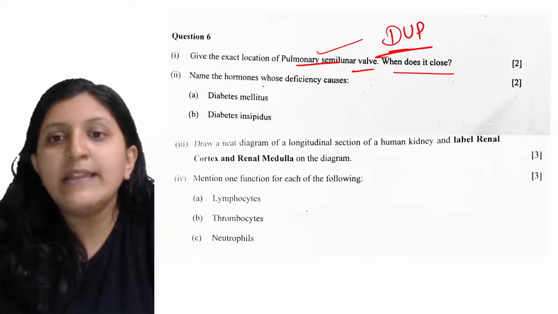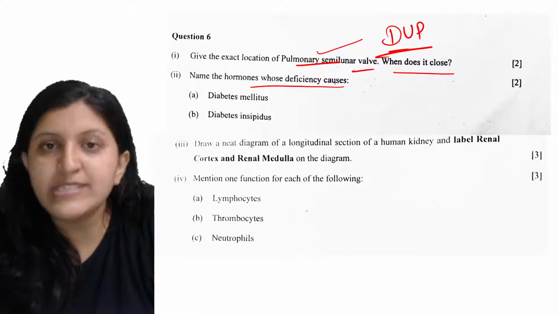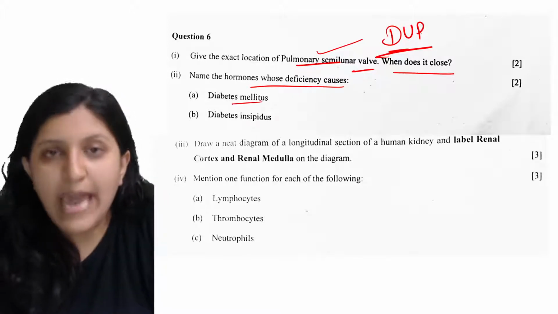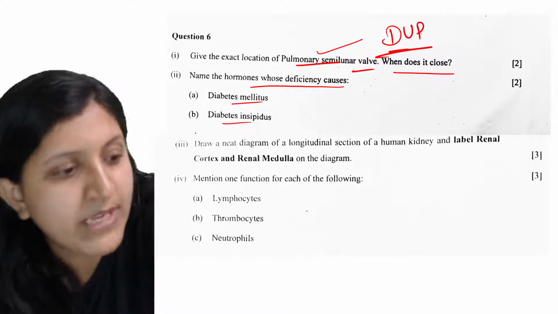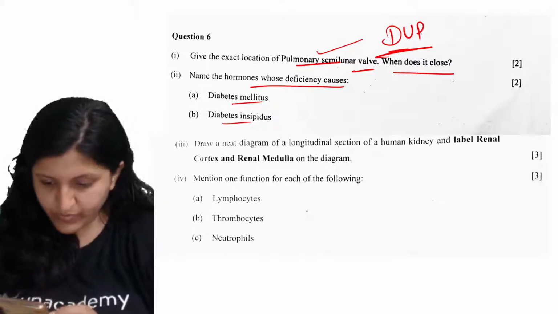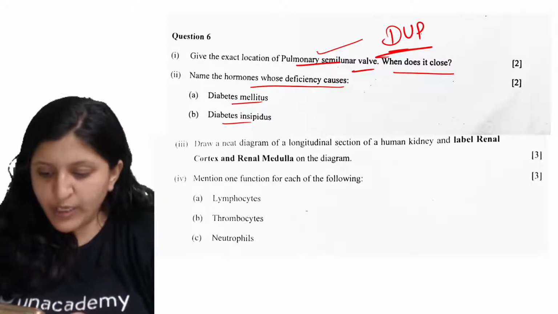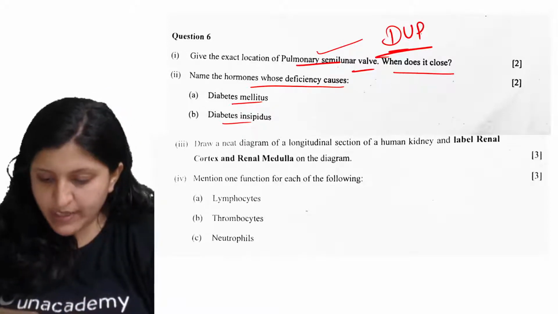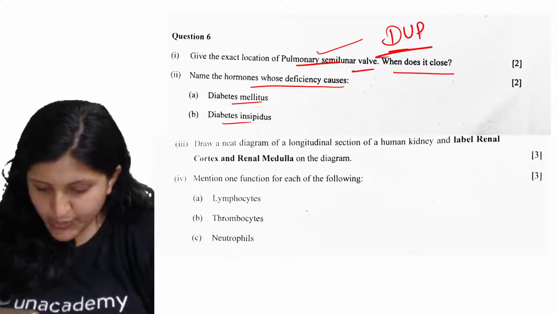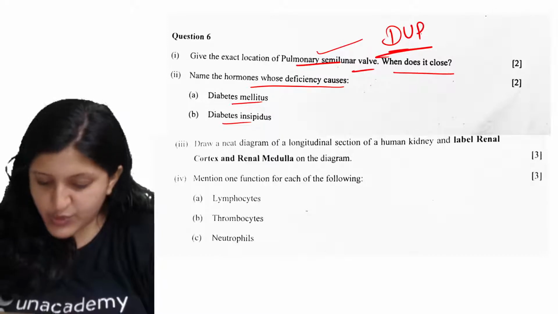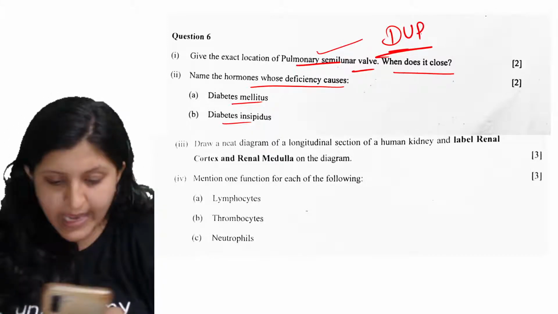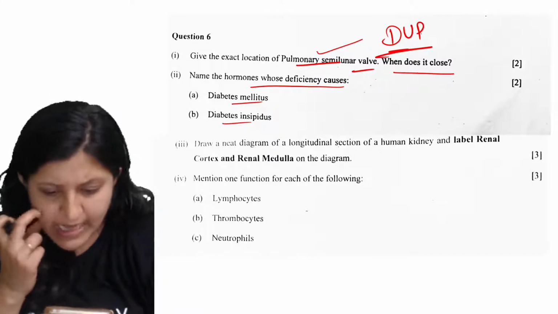Then other than that, name the hormone whose deficiency causes diabetes mellitus and diabetes insipidus. Located at the opening of the right ventricle into the pulmonary artery. Yes, that's right. Okay, you did not go for this one. So it closes at the ventricular diastole. Yes, that's correct. Then atrial systole, ventricular diastole.